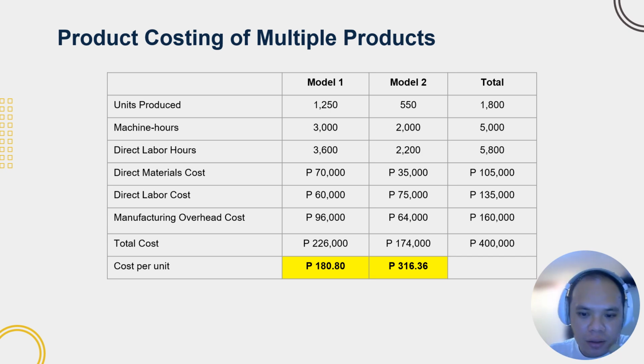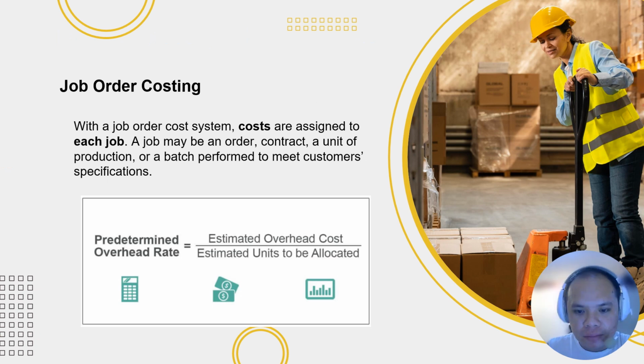Okay, so let's go now to our next topic, which is job order costing. This is the last topic that might be included in your exam. This job order costing is in module 6, so you can just read the concept and application of this one. But I just want to highlight the predetermined formula for this one.